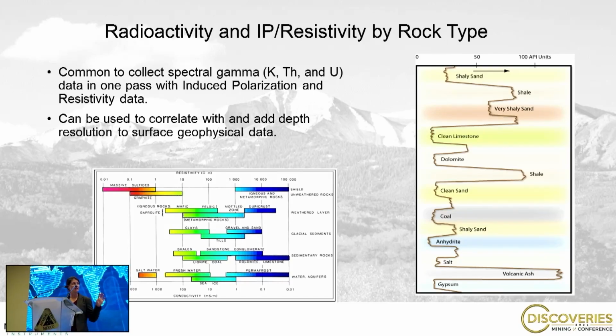So it's really common these days, especially in many copper mining applications or metals mining applications, to collect spectral gamma data with induced polarization and resistivity data. It can be used to correlate with and add depth resolution to your surface geophysical data. Many surface geophysical data sets only have, at best, meters wide resolution, whereas your downhole data will give you resolution down to the centimeter level. So that can really add that quantitative high resolution when you're looking at these data sets.